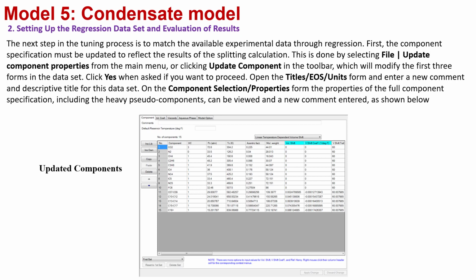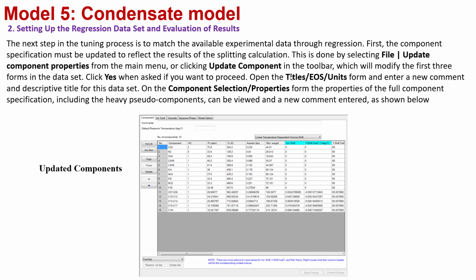First, the component specification must be updated to reflect the results of the lumping calculation. This is done by selecting File, Update Component Properties from the main menu or clicking Update Component in the toolbar, which will modify the first 3 forms in the dataset. After that, you click Yes when asked if you want to proceed.